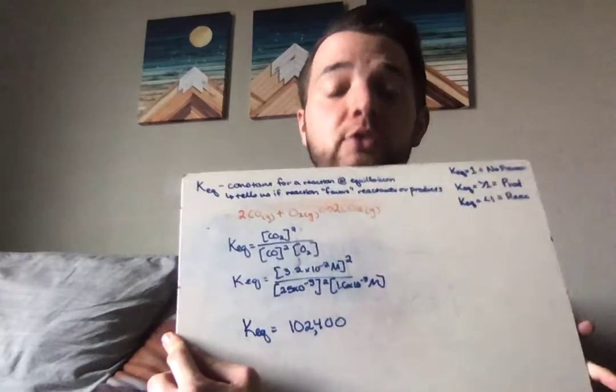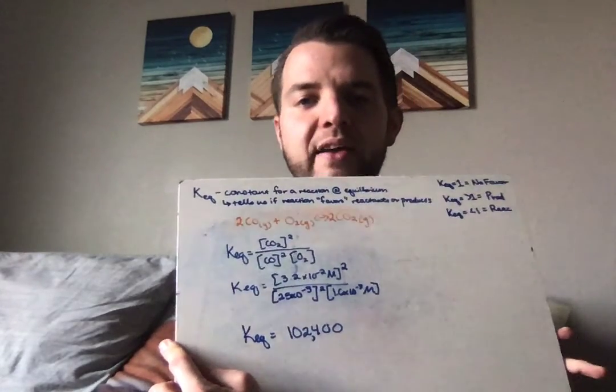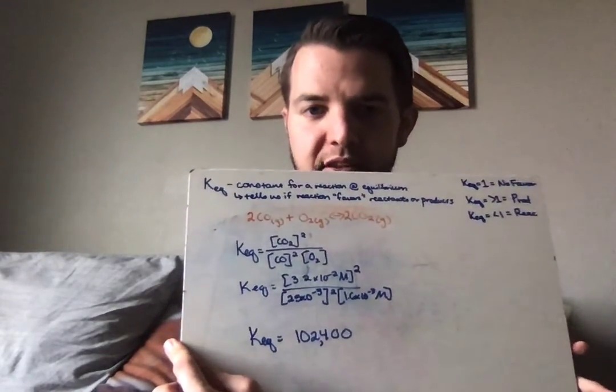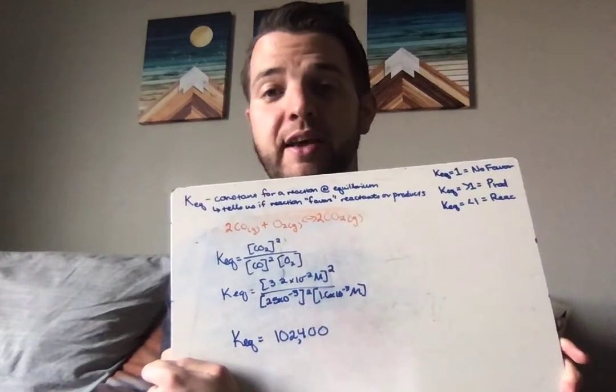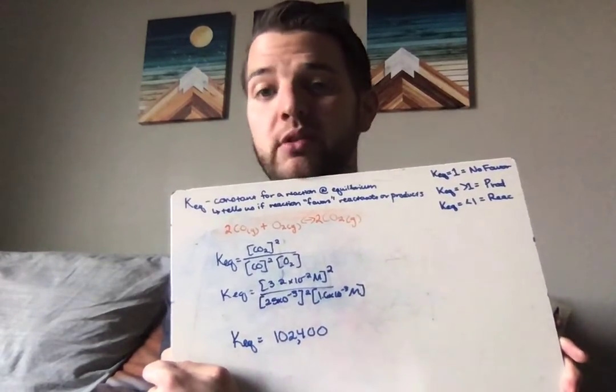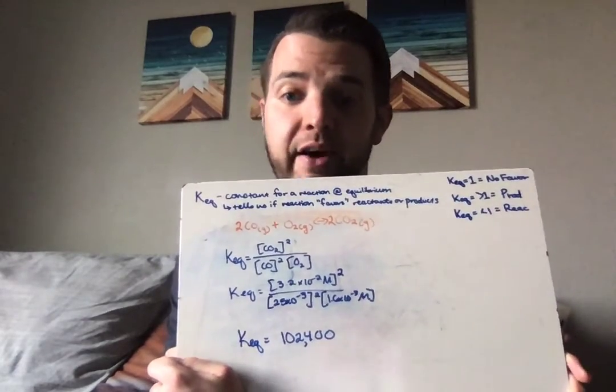Okay, so the value I got, which seems a little high, but maybe that's just me, is a KEQ value of 102,400. That's 102,400. It's a relatively high value. So what that indicates to me is that since it is a value that is greater than 1, we are expecting the products to be favored here. So anytime carbon monoxide and oxygen get together, we are more likely going to create CO2 than anything else.